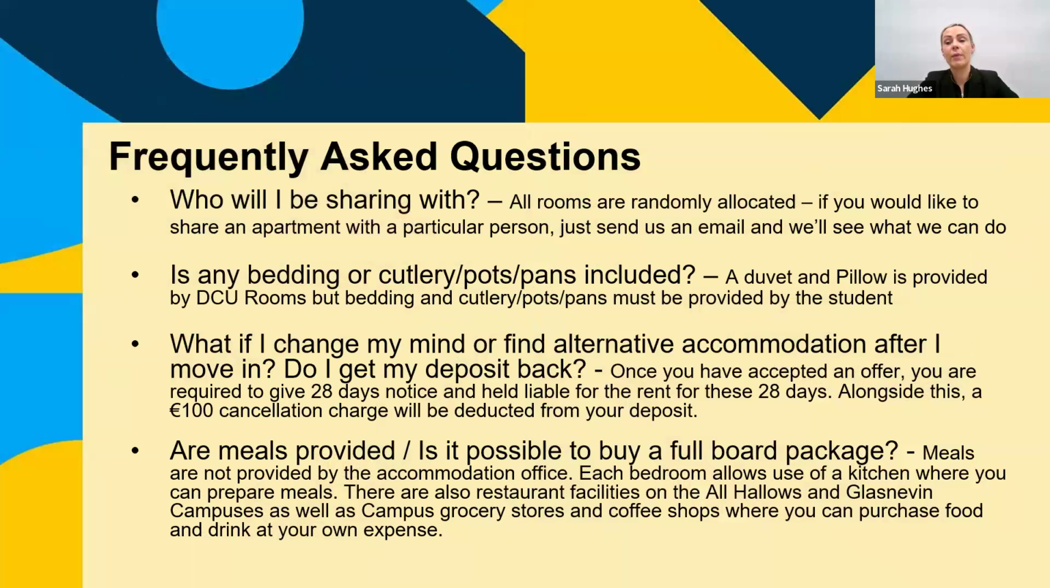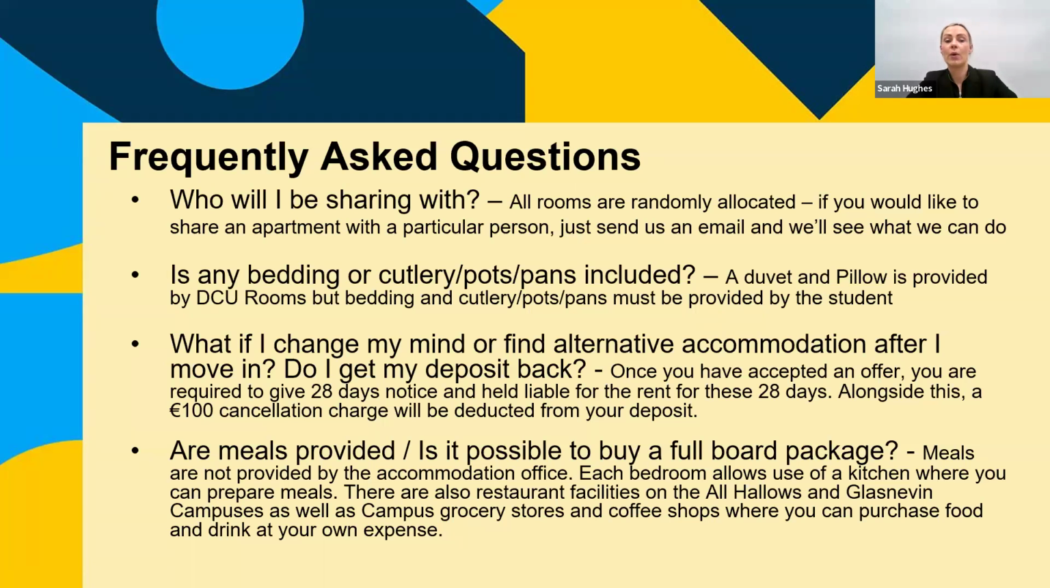So, frequently asked questions. Who will I be sharing with? All rooms are randomly allocated. If you would like to share an apartment with a particular person, just send us an email and we'll see what we can do. Also, if you are making the application, you need to choose the option for single gender if you wish to share an apartment with just single gender. We will always try to accommodate that, but you need to make that request when making your application.